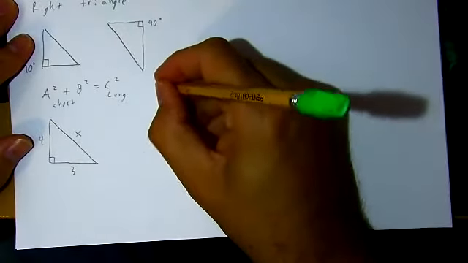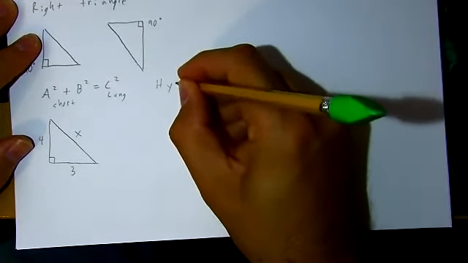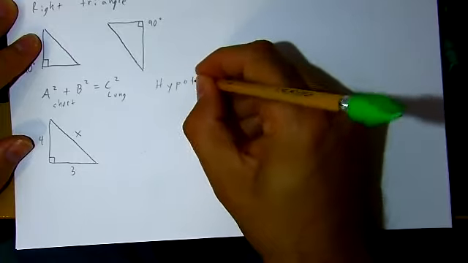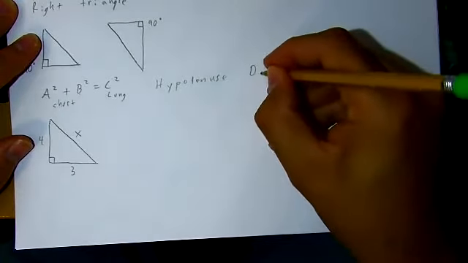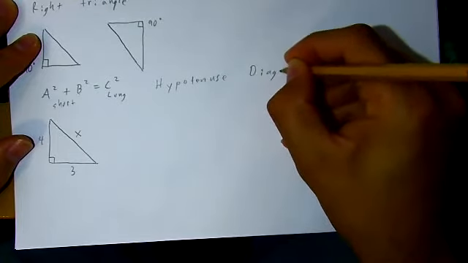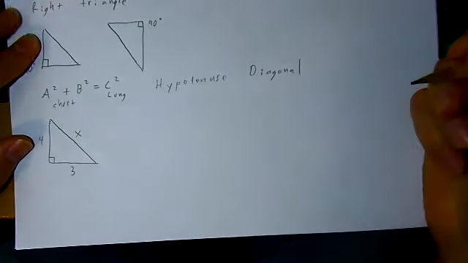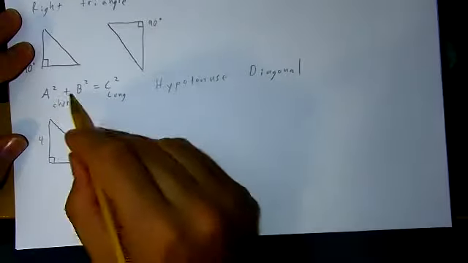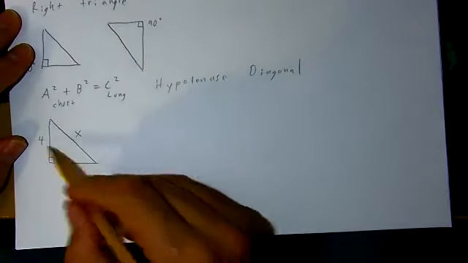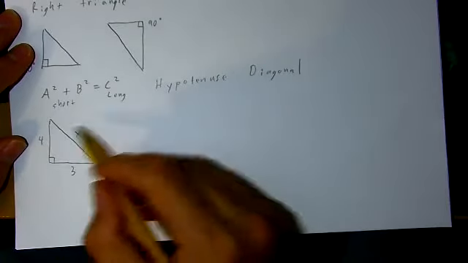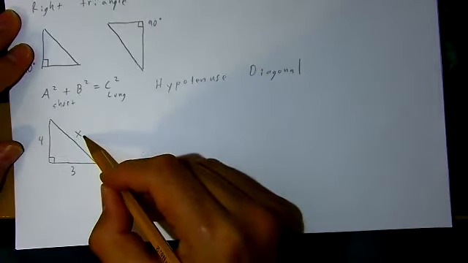You'll hear it called hypotenuse. You'll also hear it called diagonal. The A and the B can be interchanged. It doesn't matter which one's A and which one's B. You can have A here, B here, or A here and B here. But this side always has to be C.